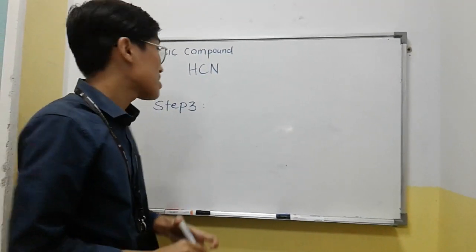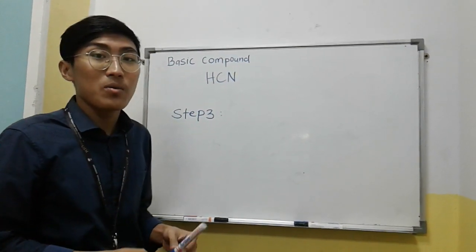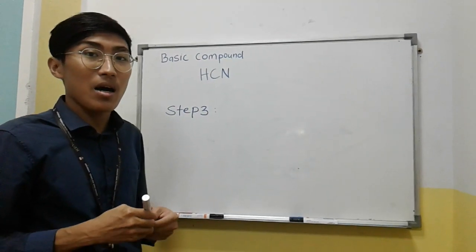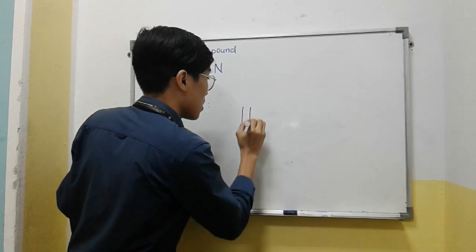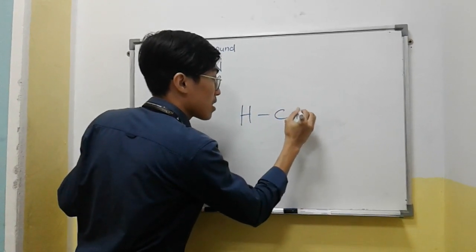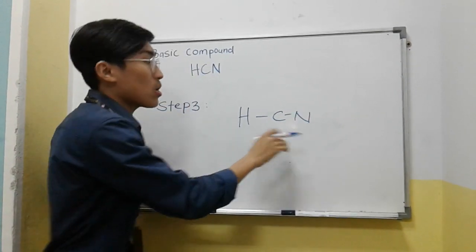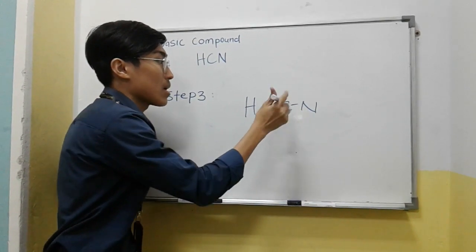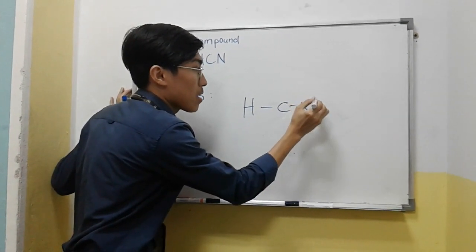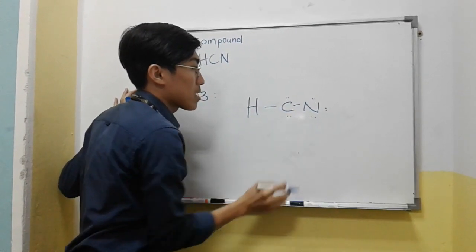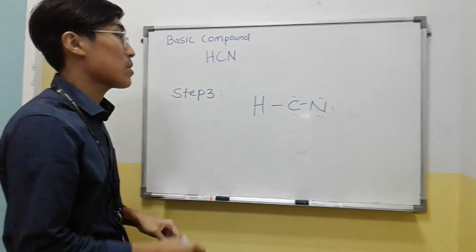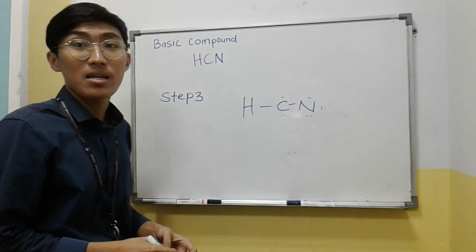Now we will continue with step 3. Step 3 is we will draw the Lewis structure of it, with single bonds. Like this, draw. See. Complete the octet for all of these elements. The octet is completed for these elements. This is for step 3.